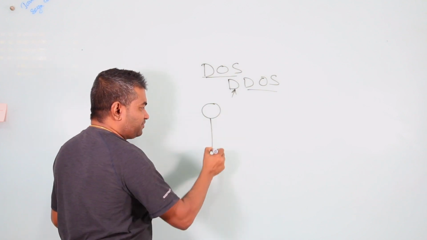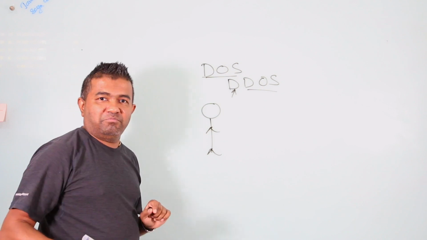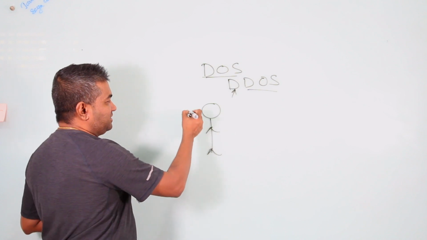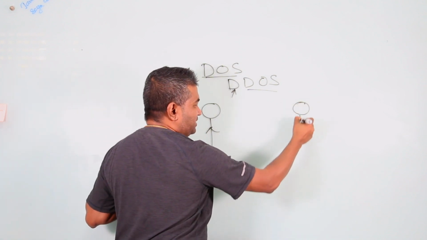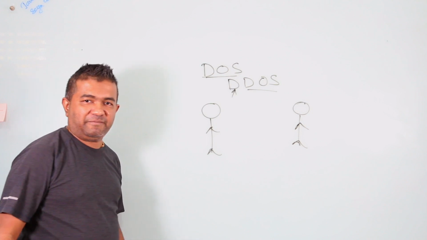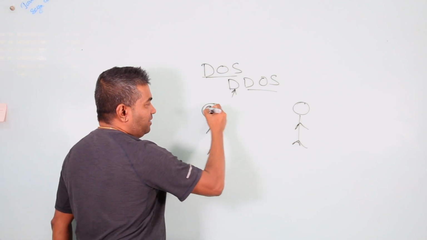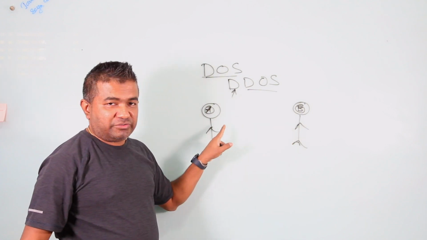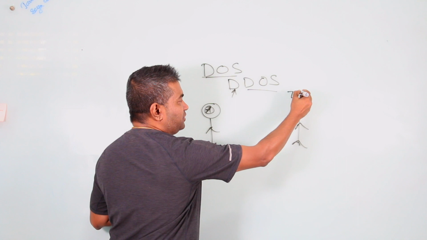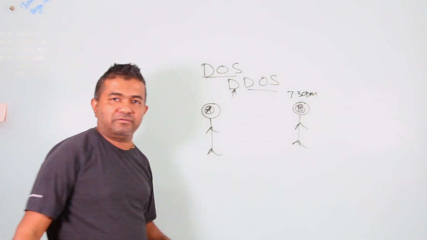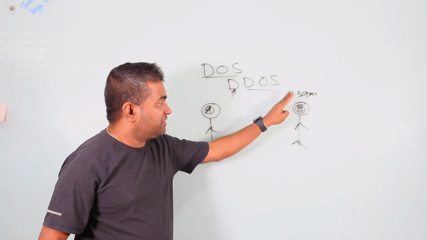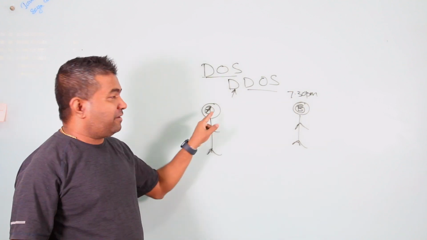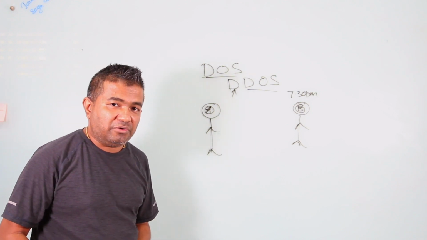There are two people here. Right? Let's say A and B. Now A knows B is supposed to get a call at 7:30 p.m. Whatever their time zone, it doesn't matter, 7:30 p.m. So A knows B is going to get a call at 7:30 p.m. But A wants to stop that. What can A do to stop that?